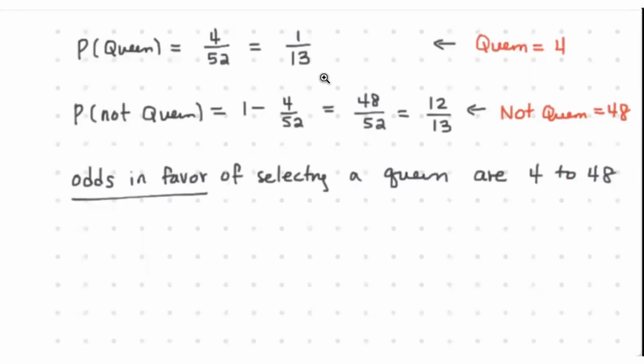Okay, do you understand what I did? I have 4 ways to choose a queen and 48 ways to choose not a queen. Or I can reduce this to 1 to 12, right? It's not 14, it's 1 to 12. Or I use ratio notation, 1 to 12. It's not a fraction, it's ratio notation. I have 1 chance to select a queen, 12 chances not to select a queen.